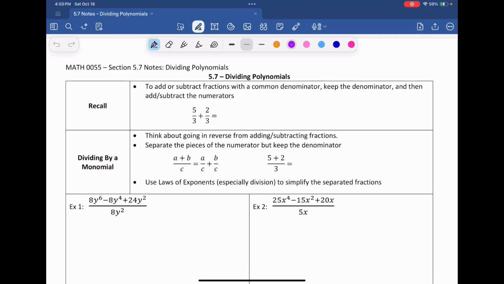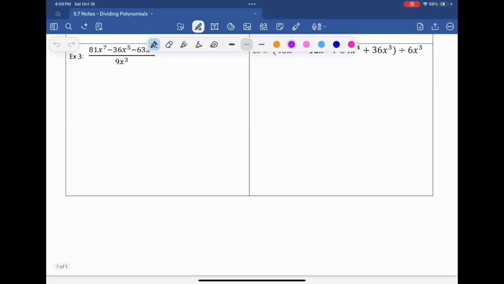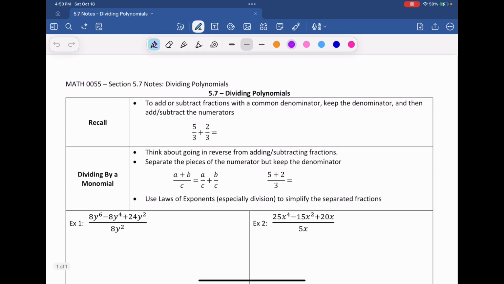All right, so this section, I was asked to continue to make videos so that you guys can go back and watch these. So I'm going to do that since it helps. In this section, we're dividing polynomials. So it's a short section. Okay, it's only one page. But it is incredibly important.